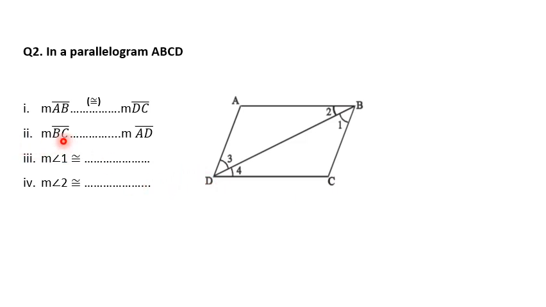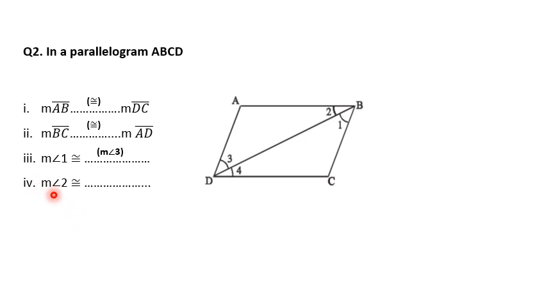Second, measure BC dash measure AD. Measure BC dash measure AD. So in a parallelogram, opposite sides are congruent. So measure BC is congruent to measure AD. Now students, third, measure angle 1 is congruent to dash. Here is the measure angle 1 and here is measure angle 3. These are the alternate angles. So measure angle 1 is congruent to measure angle 3.